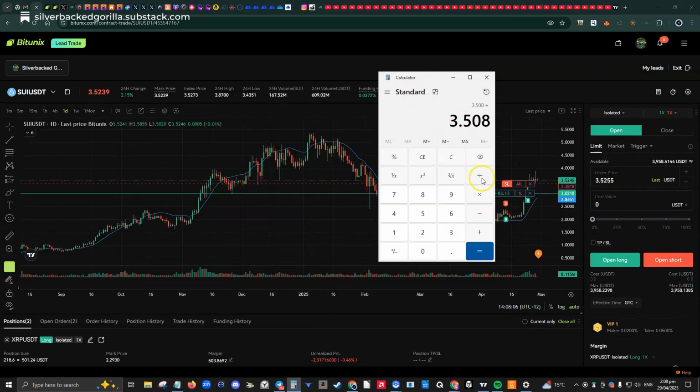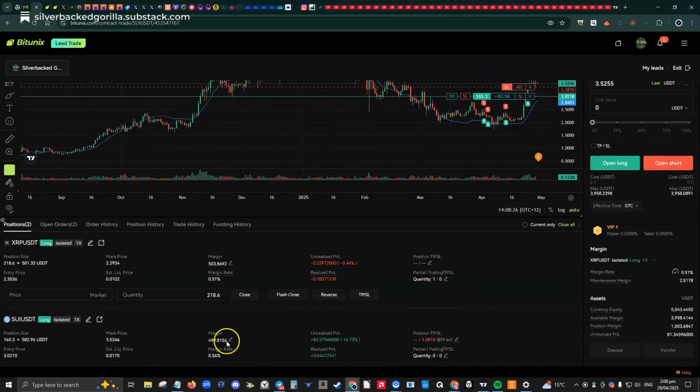So if I go that divided by 3.525, because that's where I started from, times 100, the price would have to fall on Sui by 99.517% for me to get liquidated. So essentially I'll put myself in a situation where I can't get liquidated.